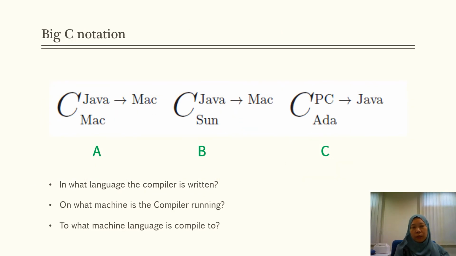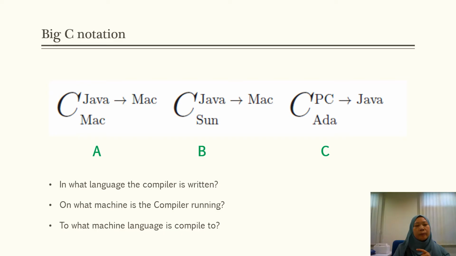Now we want to look at big C notations. C here is for compiler, not for the C programming language. C stands for compiler. For this slide, the most important information is to tell you that a compiler is a program. As I mentioned to you, it can be written in any language. It can be written in a high-level language, in machine language, and also in assembly language.